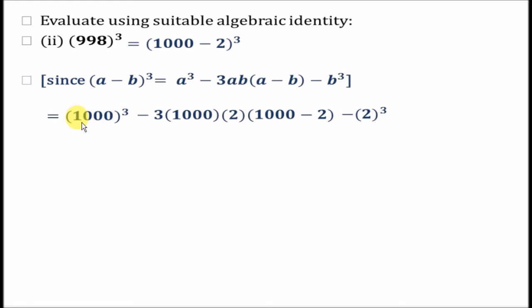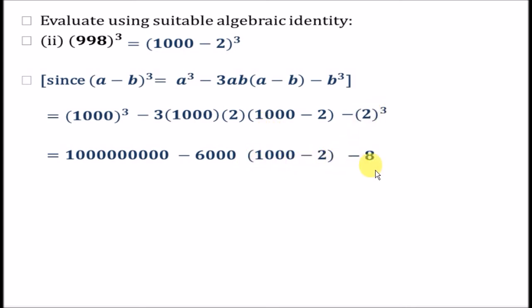So just take care of the non-zero numbers first. 1 ones are 1, 1 ones are 1, and then we have 3 zeros at the back. We are doing the cube of it. So 3 threes are 9. So after 1 we'll have 9 zeros, minus 3 ones are 3, 3 twos are 6, and then 3 zeros at the back. So minus 6000 into (1000 − 2). Minus 2³: 2 fours are 8. Further 1, then 9 zeros, minus 6.